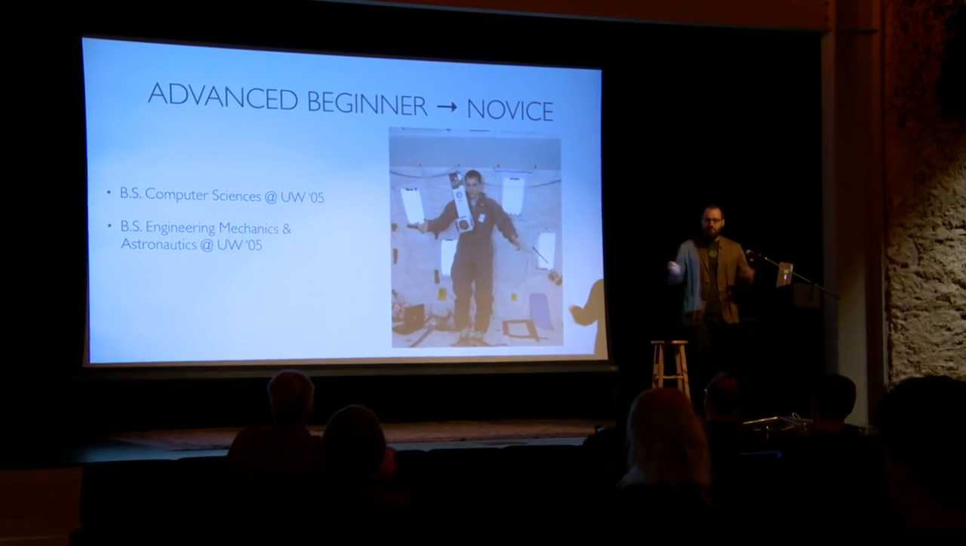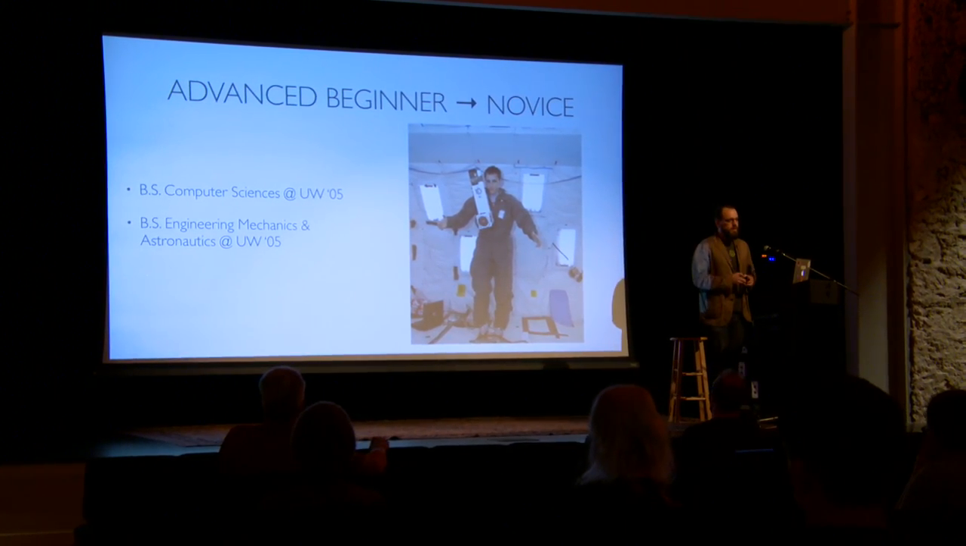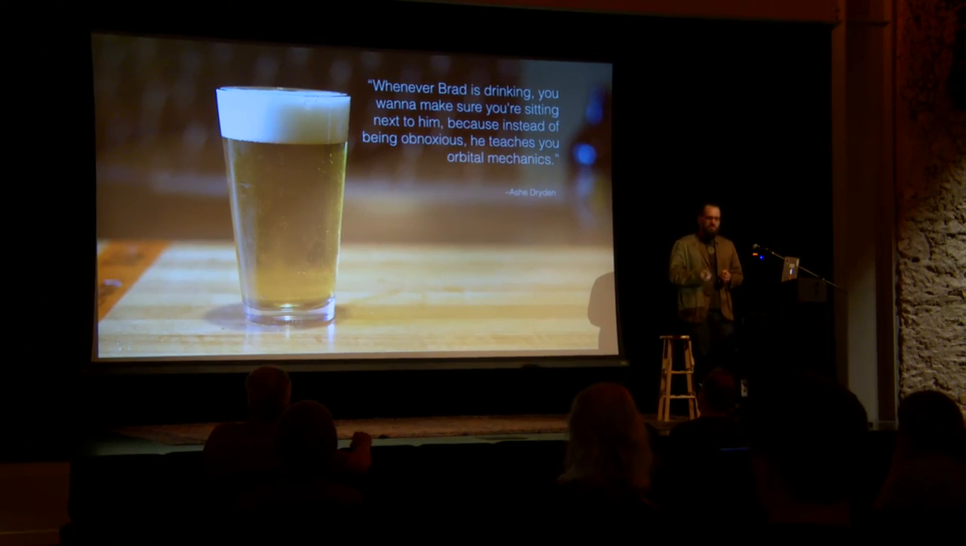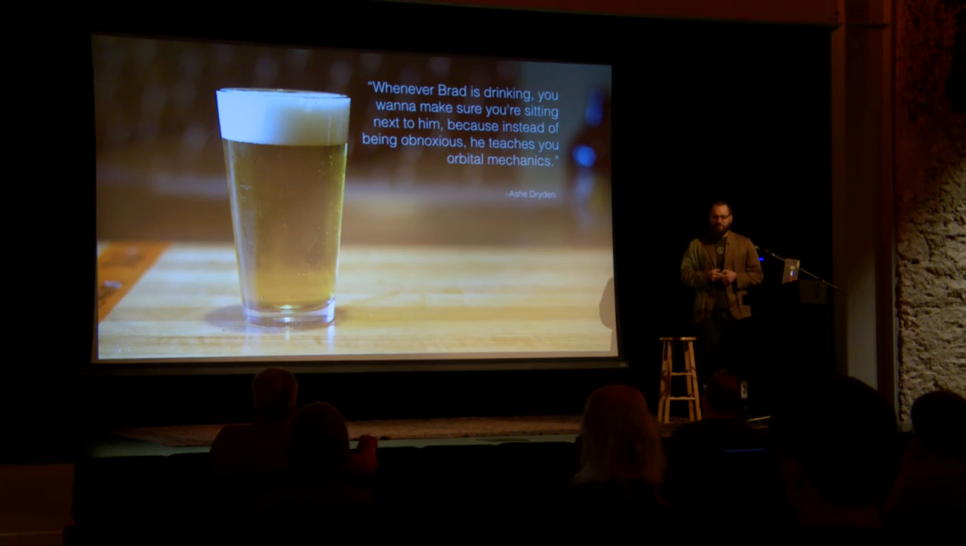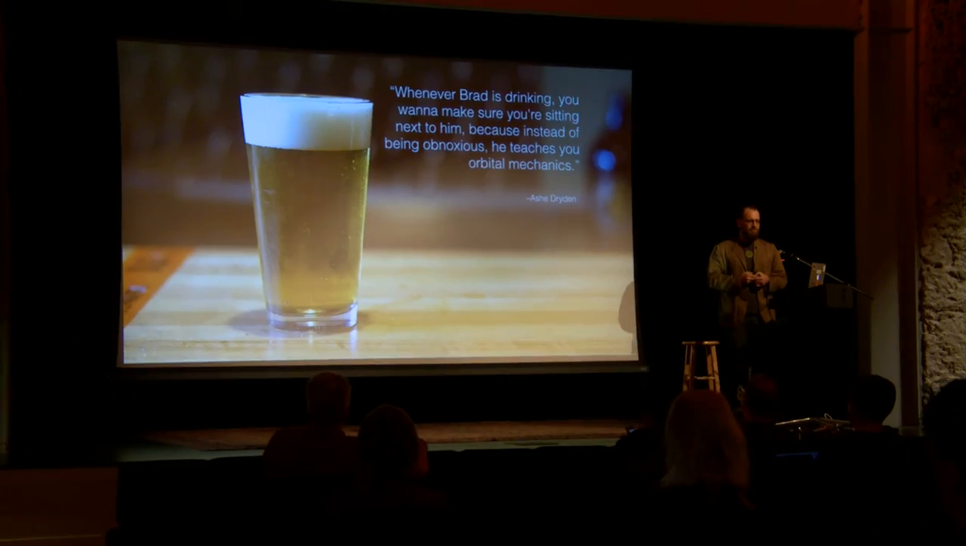I love teaching people about this part of my background. I spent over 5 years as an aerospace engineer. And I've got one thing in space that I worked on, which is really exciting. It's growing leaf lettuce, so astronauts can now grow and eat their own food. But one thing that my friend Ash says about me is, whenever Brad is drinking, you want to make sure you're sitting next to him, because instead of being obnoxious, he teaches you about orbital mechanics. And I think this is a very positive quality in myself. I do enjoy orbital mechanics, and I will teach all that you want to learn.